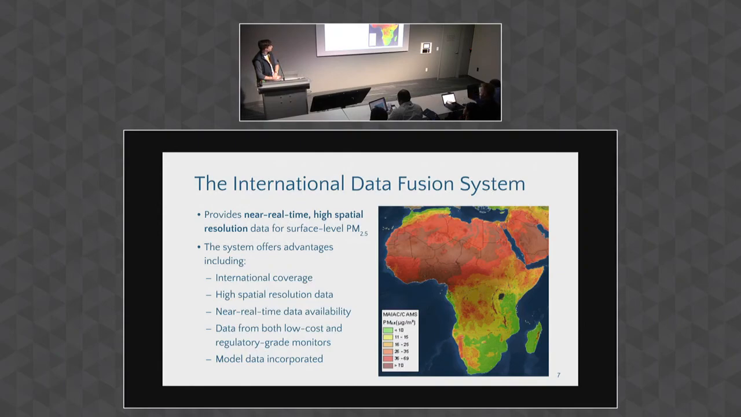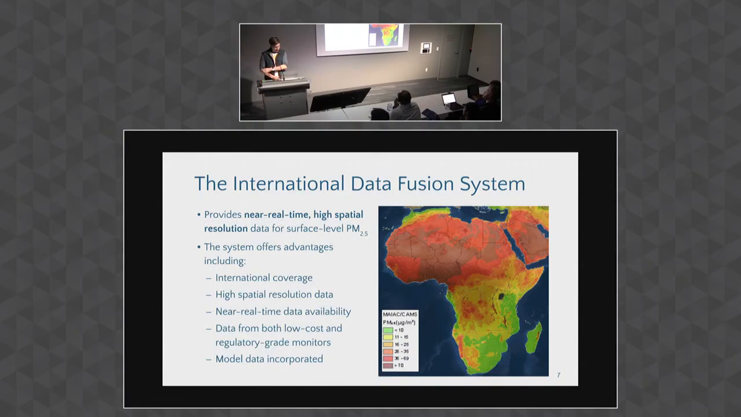So we, as part of this work, are setting up an international data fusion system with the goal of providing near real-time, high spatial, and high temporal resolution data for surface level PM 2.5. And the map you see on the right here was actually generated using the data that we're pulling into Google Earth Engine to calculate surface level PM 2.5 using satellite observations and model data.